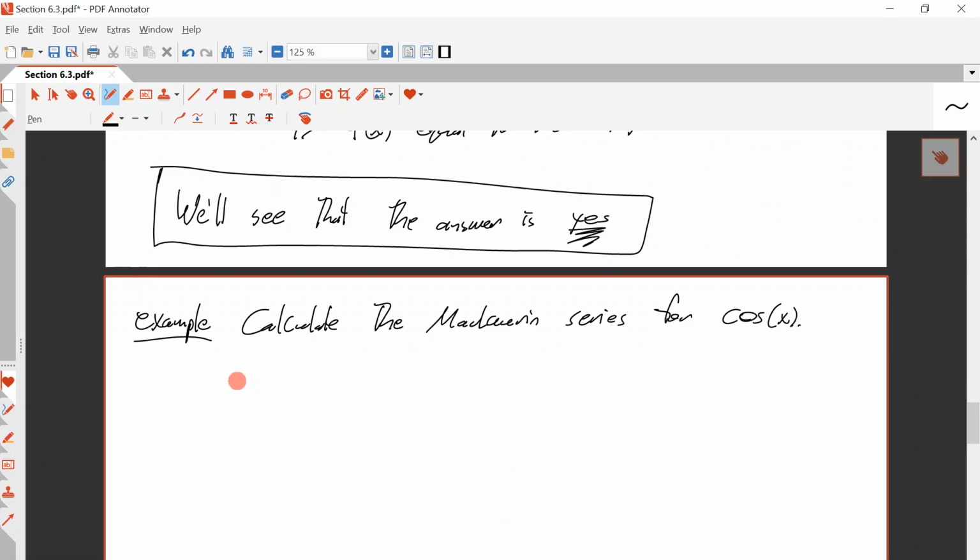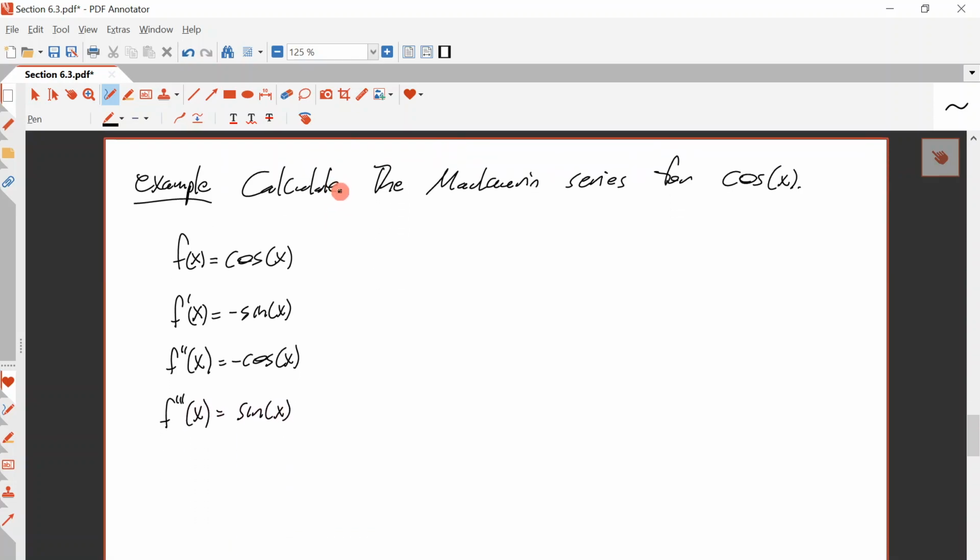Okay, so we've got f of x. So we have to know all these derivatives. Okay, but it's not hard with cosine of x. All right, f of x is cosine of x. First derivative of f of x is minus sine x. Second derivative is minus cosine. Third derivative is sine. And then the fourth derivative is equal to cosine again.